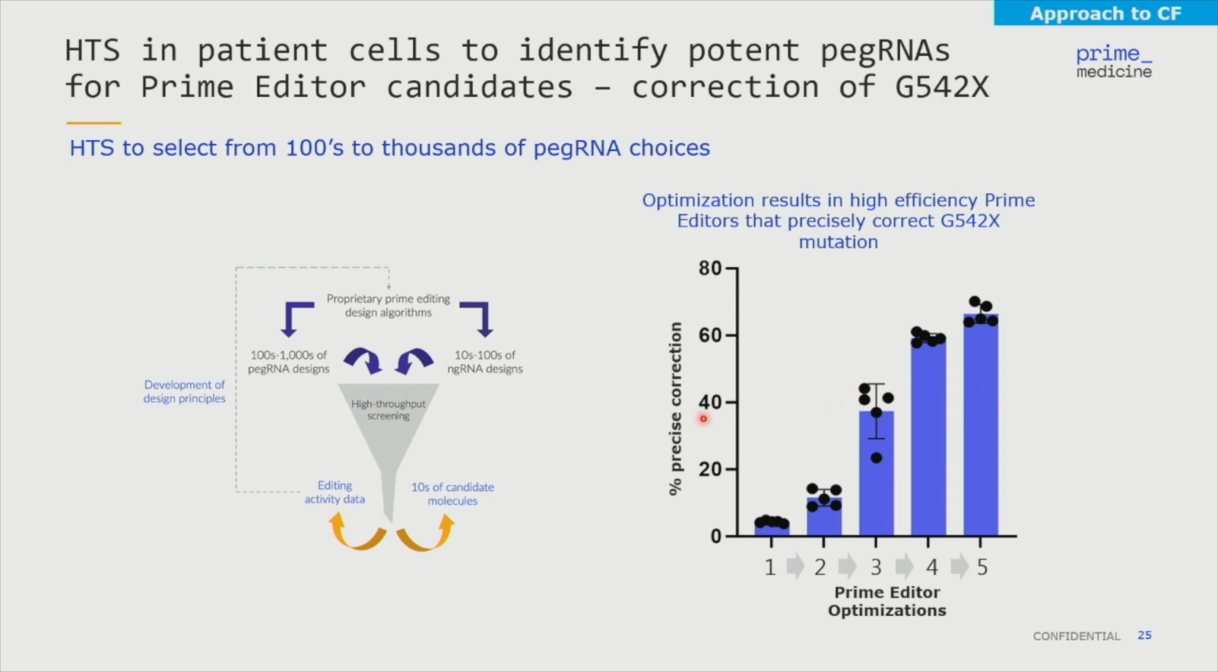So here we've used our screening systems to find editors that precisely correct this prevalent G542X mutation. We're showing you here that in a patient cell system, when we first started, it was very low efficiency, as you might see, but with optimizations, very quickly we're able to improve our editors so that individual editors are hitting 70% precise correction with no mistakes from a single administration. So very high efficiency out of our screens and initial optimizations. But of course, that is the first stage.